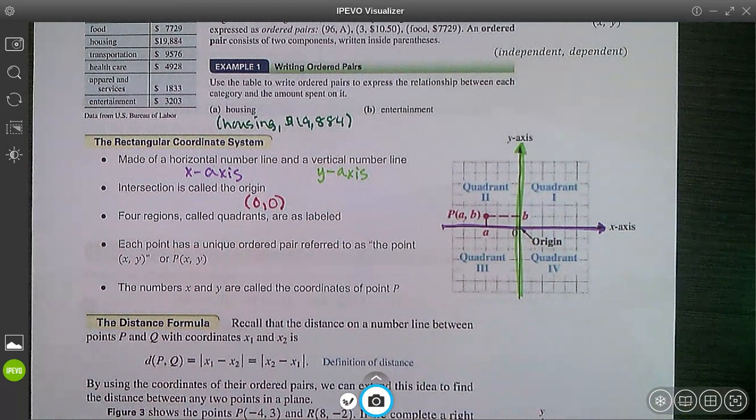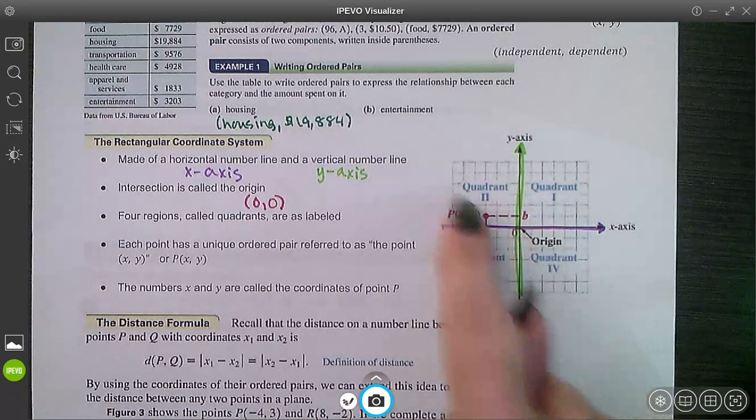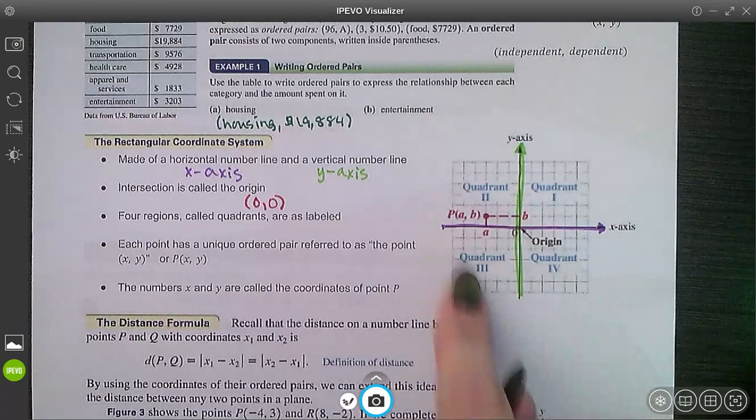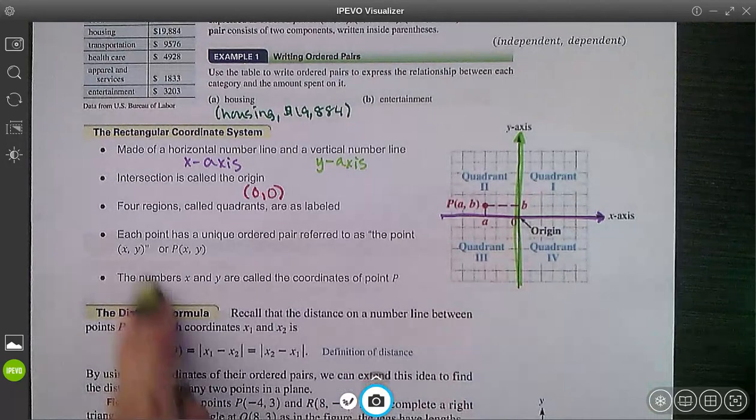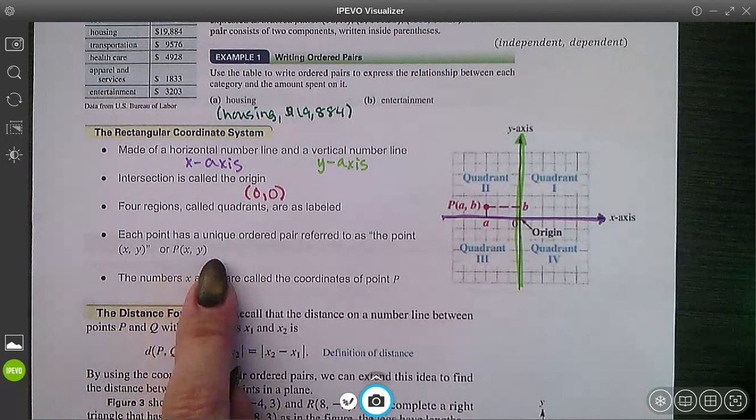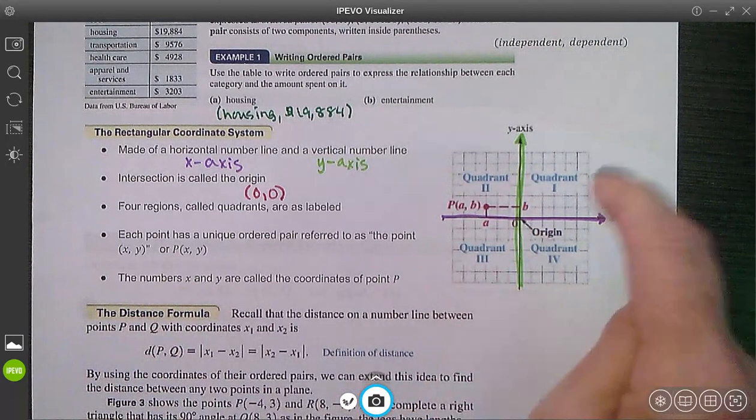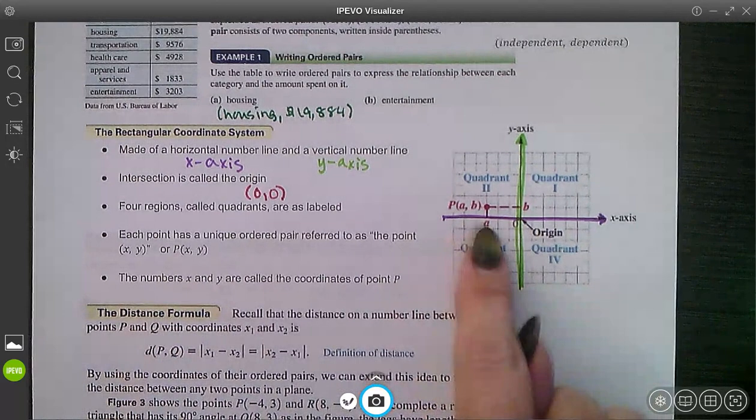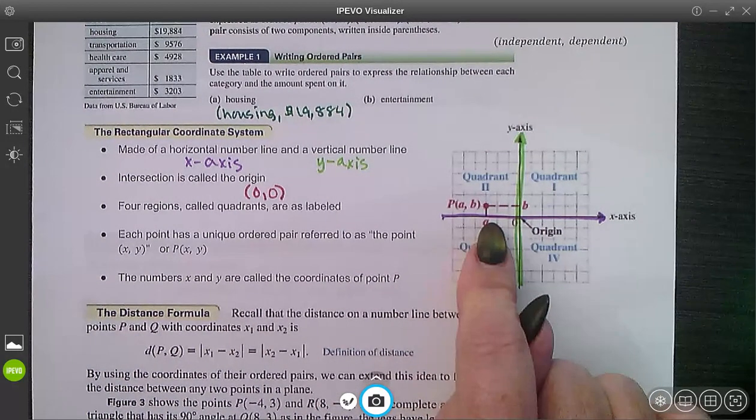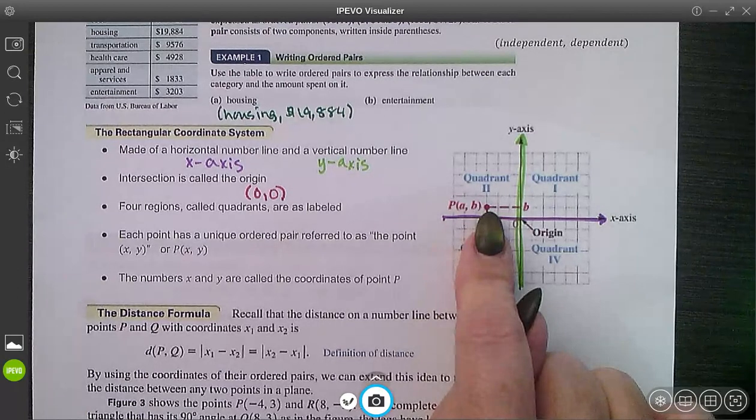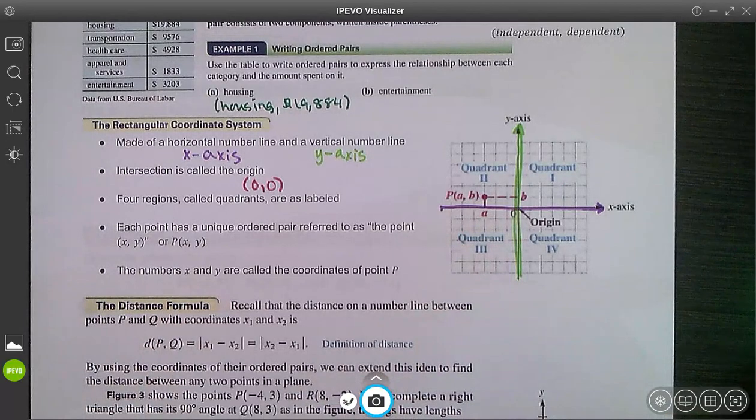There are 4 regions that we call quadrants, and they start in the top right with quadrant 1 and go counterclockwise. So quadrant 2 is here, quadrant 3, and quadrant 4. Each point has a unique ordered pair that's called the point (x, y) or P(x, y). So I could locate any spot on this coordinate plane by using those two numbers. If I had the point (a, b), I would go left and right a units and then up and down b units to get to that point. The numbers x and y are called the coordinates of point P.